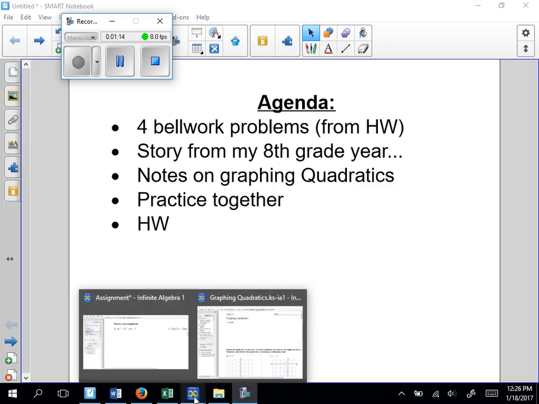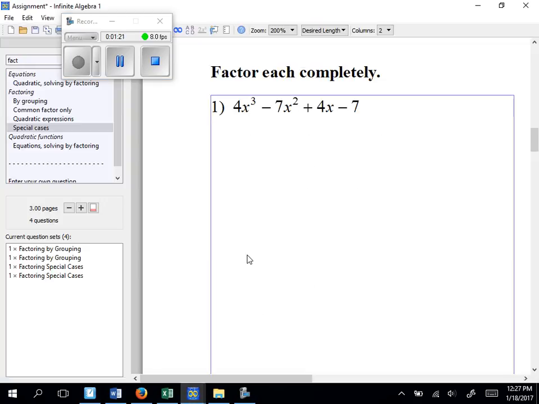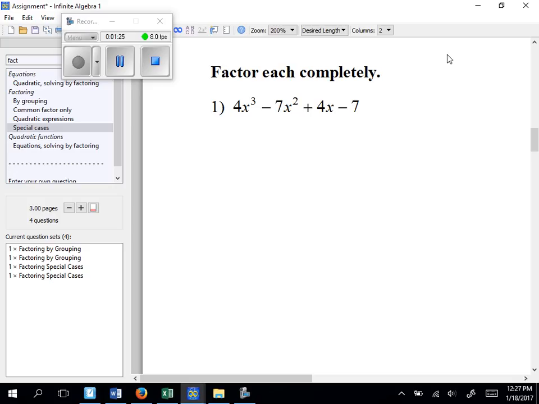First bellwork problem, I want you on a scrap sheet of paper. Okay, so get a scrap sheet of paper out for these 4 problems. The first problem just says factor completely: 4x^3 - 7x^2 + 4x - 7. This is exactly like your homework. 4 terms, so go ahead and pause it real quick, give yourself a chance to do some work.